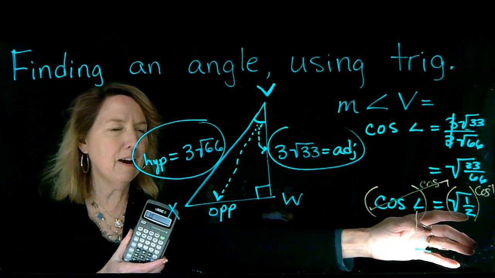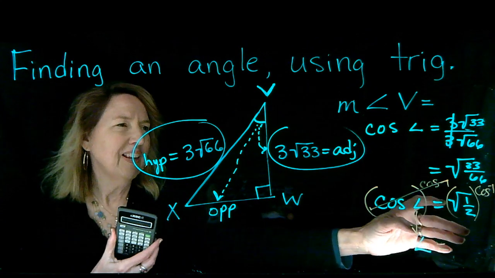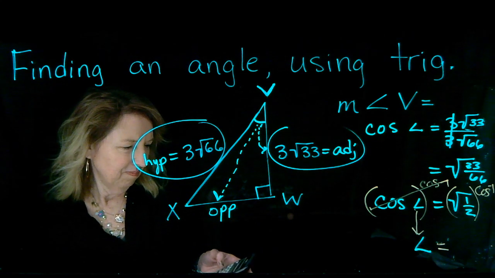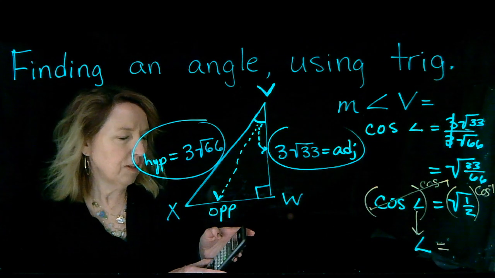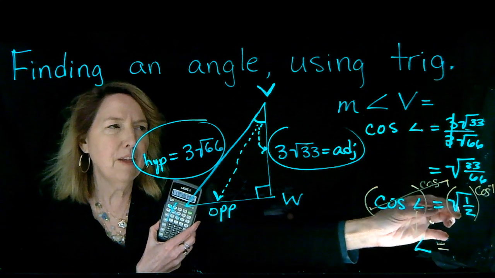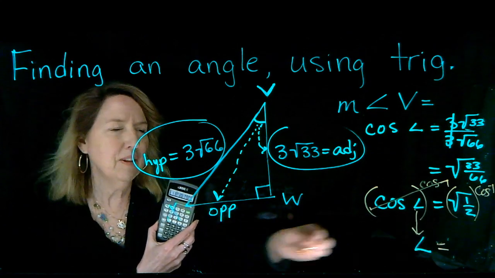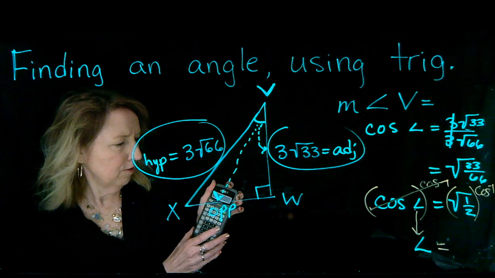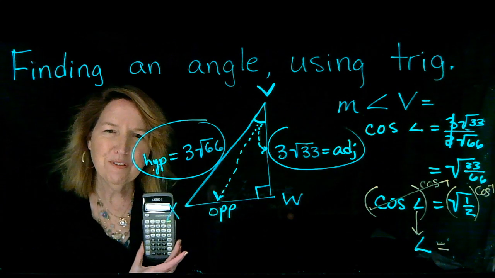So I put in 1/2, I get a decimal. I ask it, what's the square root of that? And now I can say, what's the inverse cosine of that answer? And that'll give me the angle. So I'm going to hit the second button, ask for the inverse cosine, and I get 45 degrees.